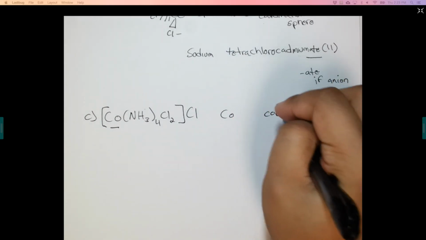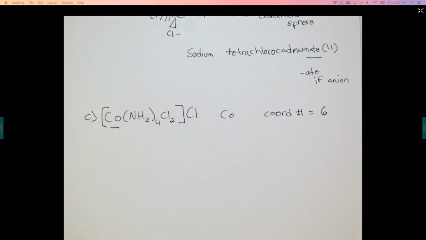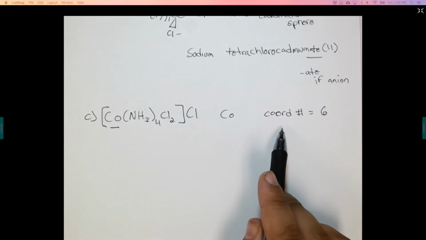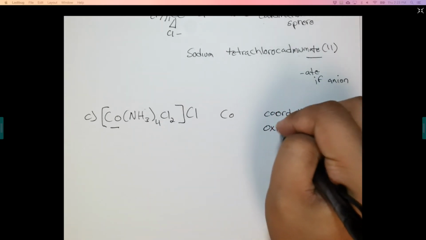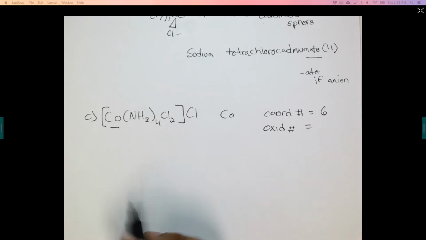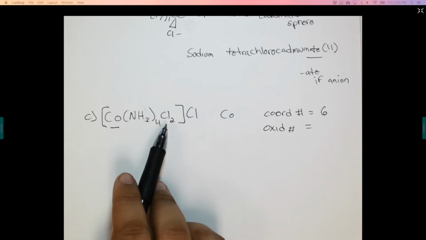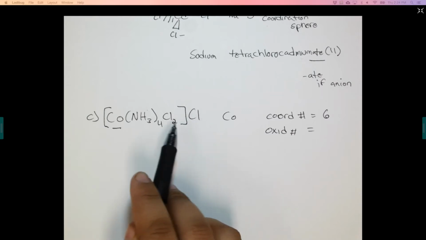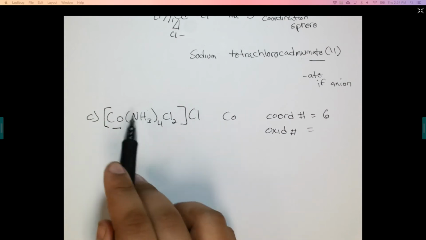The coordination number is 6 because we have 6 things around it, and I should use equal signs instead of dashes. Coordination number = 6, we have 6 ligands, and the oxidation number is equal to, well, we know ammonia is a neutral ligand, brings no charge. Chloride brings 2 negative charges. We have a negative charge chloride outside of the coordination sphere, which means that the entire coordination sphere has to have a net charge of +1.